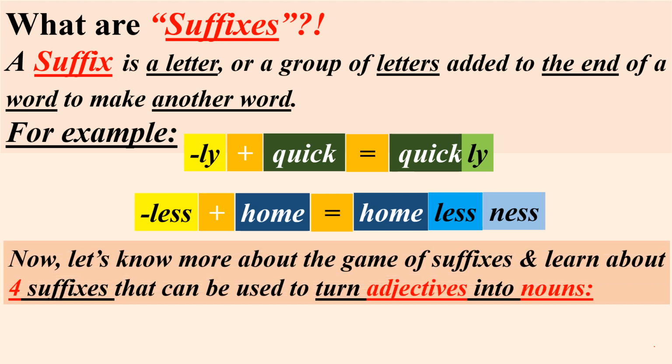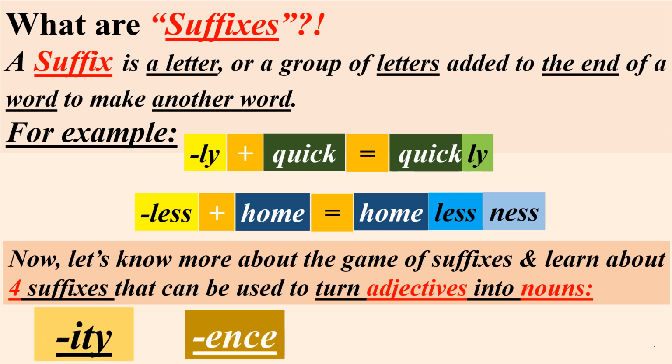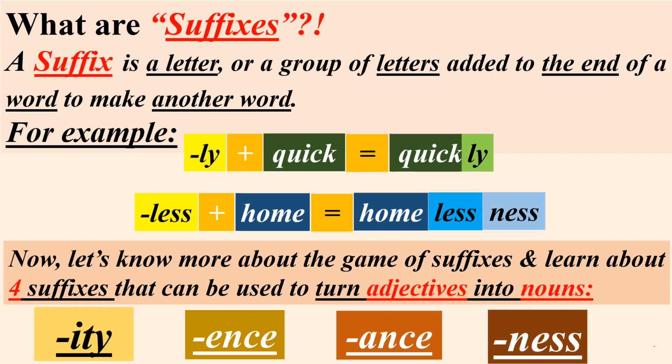Now let's know more about the game of suffixes and learn about 4 different suffixes that can be used to turn adjectives into nouns. The suffix ity, the suffix ence, the suffix ance, and finally the suffix ness.